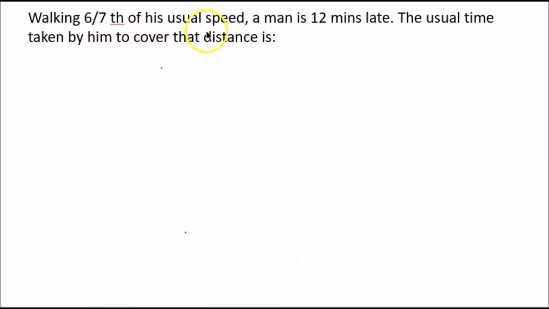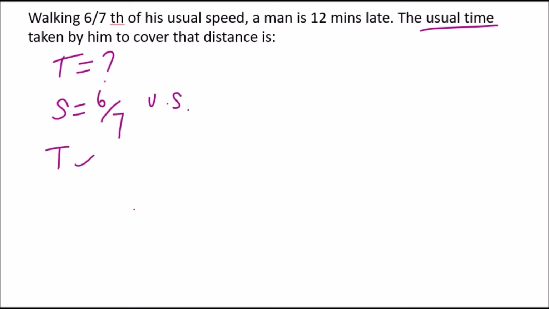Walking at 6/7 of his usual speed, a man is 12 minutes late. The usual time taken by him to cover the distance is? In this problem, we have to find time. Speed is given: 6/7 of his usual speed. We know that time is the reciprocal of speed. So we can write the time is 7/6 of his usual time.